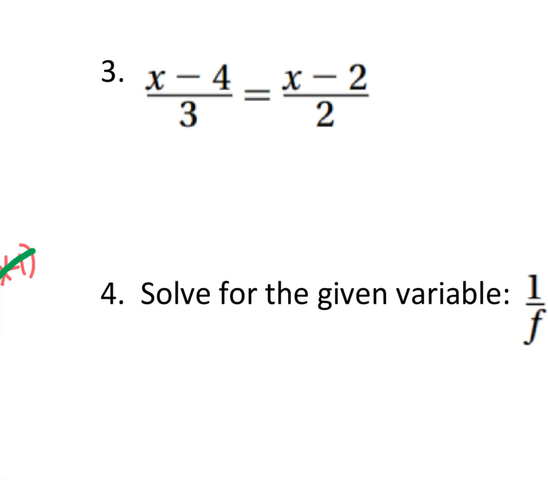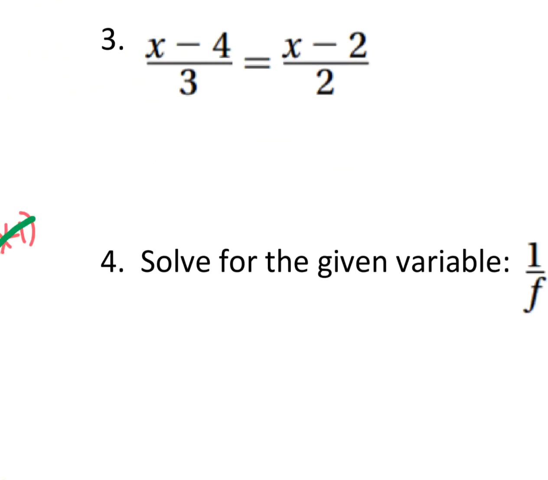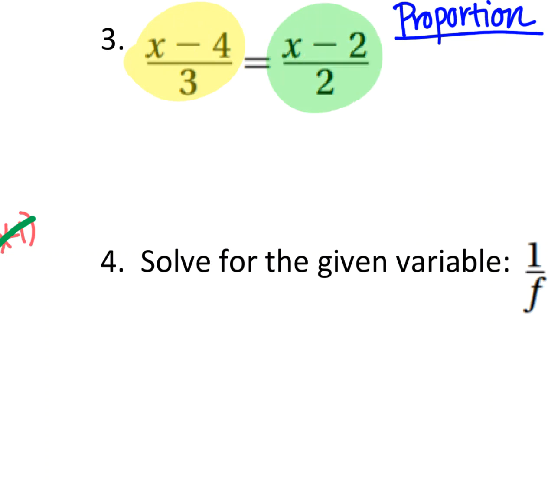All right, number 3. Number 3 is a proportion. So we're going to do this one a little differently. What makes it a proportion is you have one fraction over one fraction, or equal to one fraction. There's no like plus 5, none of that stuff, okay? There's just one fraction equal to one fraction.